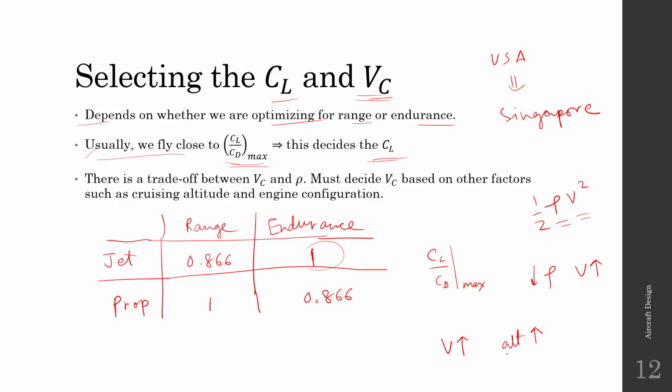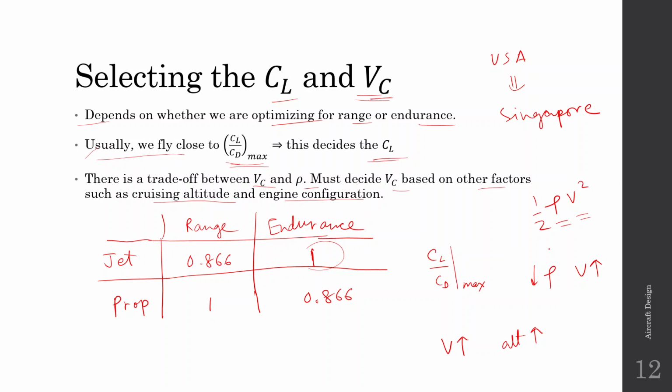Another thing is that you also have to consider where the plane is taking off from or landing. If your takeoff and landing airport is situated at a higher altitude, then the takeoff and landing distances and the velocities will be higher. So there is a trade-off between VC and rho, and we must decide VC on other factors such as cruising altitude and engine configuration.